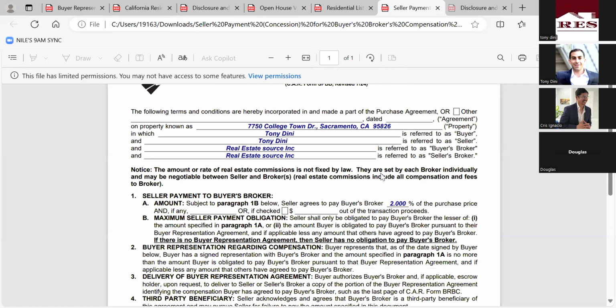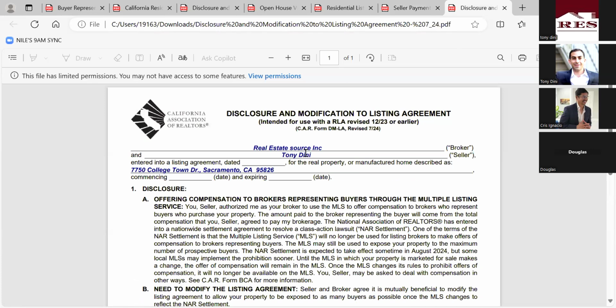And with that being said, whenever you make an offer, before you make it, I'm sure you guys will be in the routine of contacting the listing agent and finding out if they do offer a compensation or not. And that's going to be part of it. And you're going to let them know again, the goal is for them to pay for it. And also the disclosure and modification.